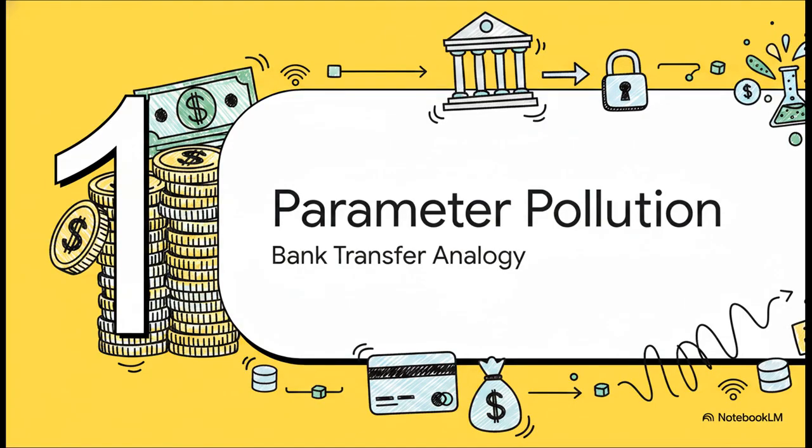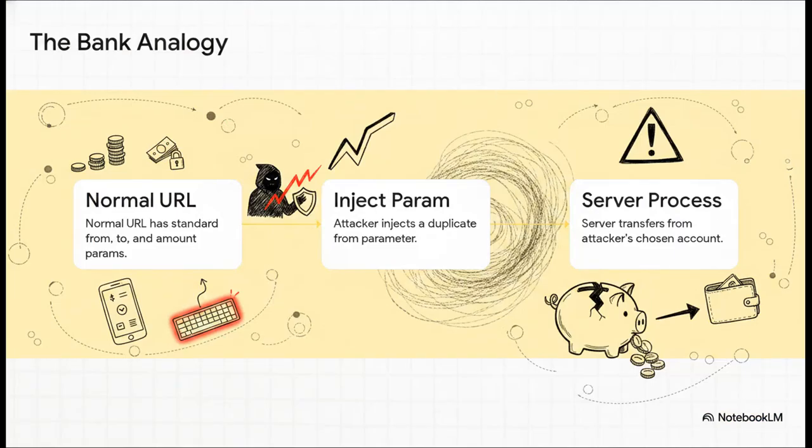What is parameter pollution? The bank transfer analogy. Let's picture a standard bank transfer. A normal URL might instruct the server to move funds from account 12345 to account 67890 for an amount of $5,000. Easy enough, right? But what if an attacker injects a duplicate parameter at the very end, say, &from=ABCDEF? Well, a poorly configured server might actually prioritize that second parameter. It processes the transfer, sure, but it pulls funds from the attacker's chosen account, ABCDEF, instead of the original one. It's like digital sleight of hand. You've just tricked the system using a simple text addition.